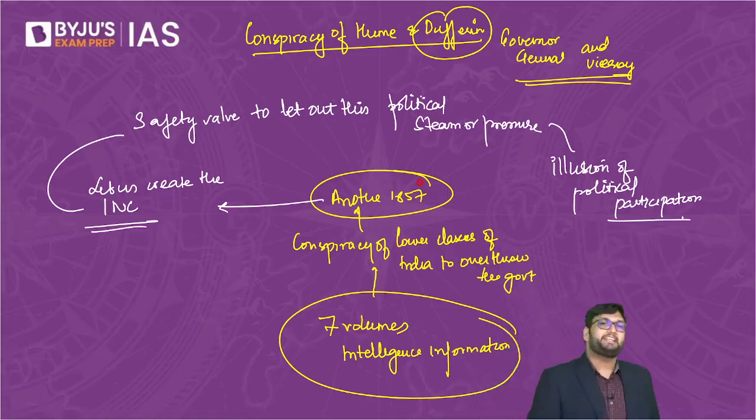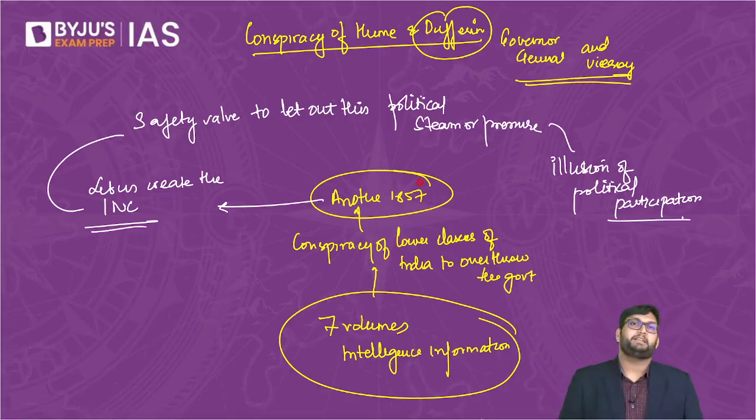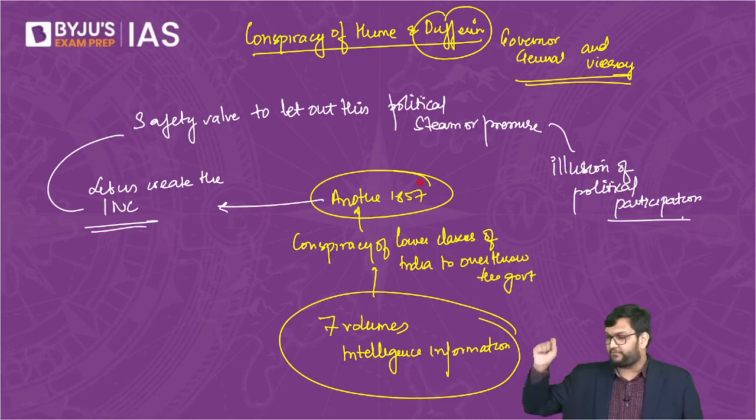So if the Indian National Congress was referred to in any file before 1885, it would mean that there was some form of understanding which the British had. Before 1885, there is no mention of INC. It's only after 1885 that we see the INC being referred to.